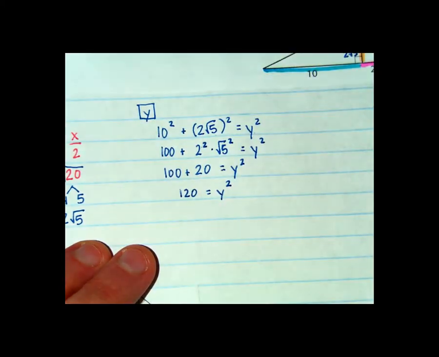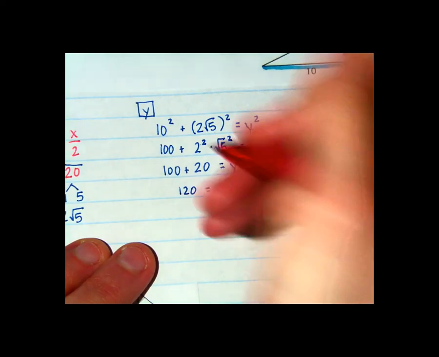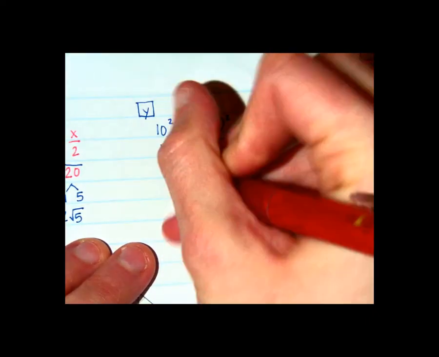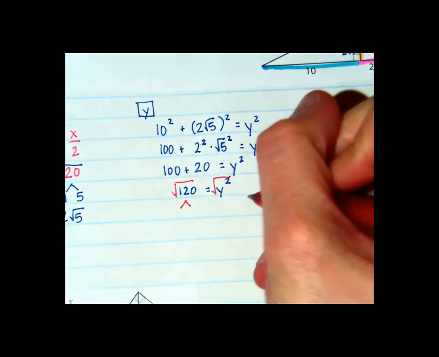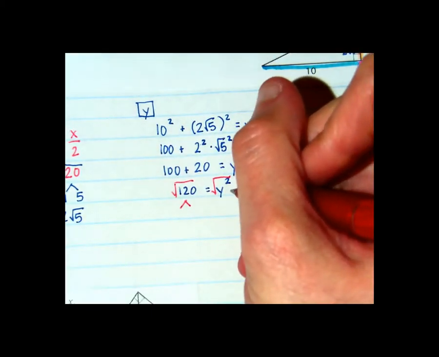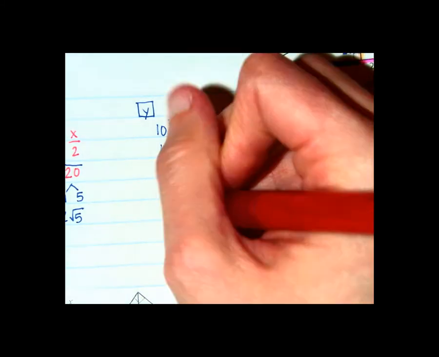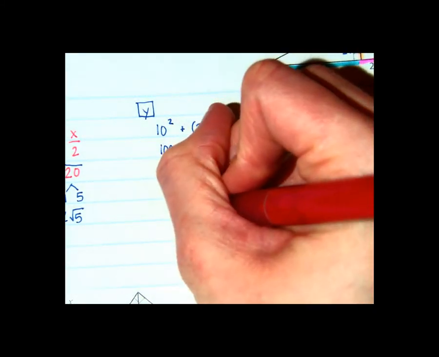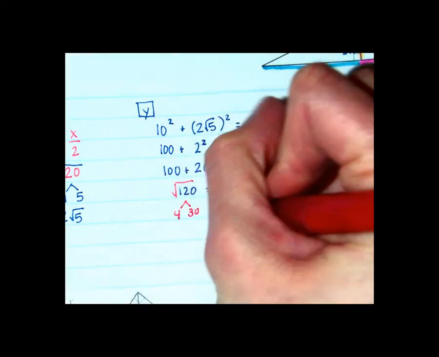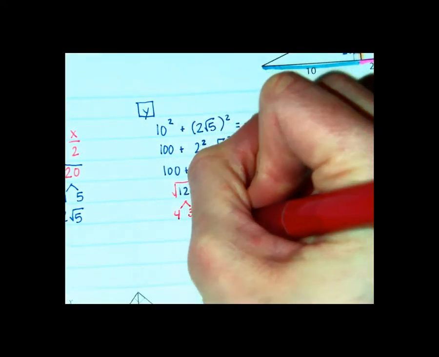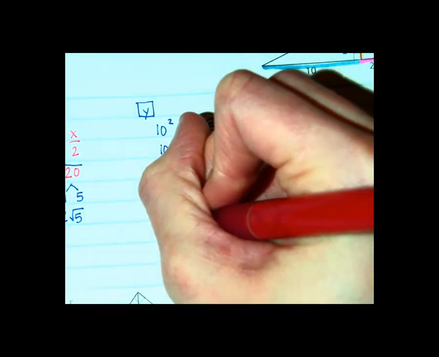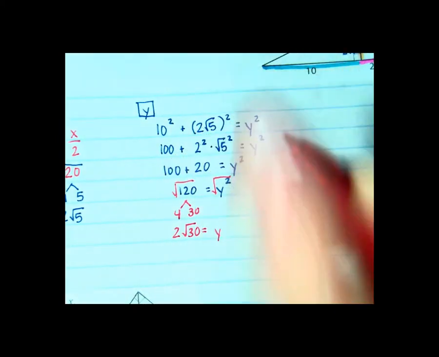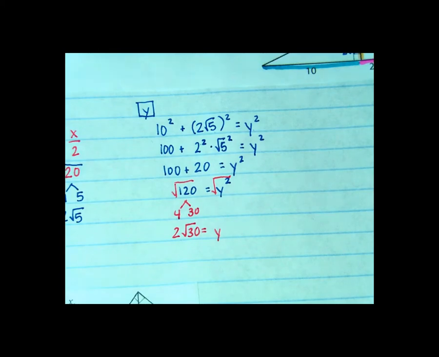So how do I keep solving that? Pull out a perfect square. Doesn't have one. 4 times what is 120? 30. So what is y equal to? There's y.